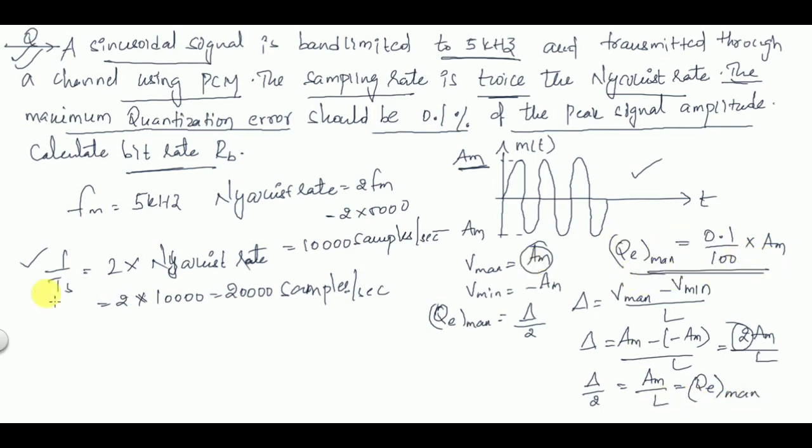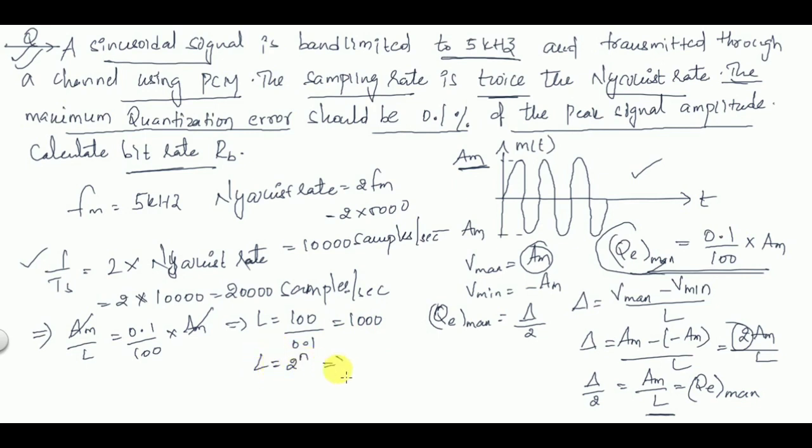From this equation, in the place of QE max we can substitute AM by L. So AM by L is equal to 0.1 by 100 into AM. AM and AM get cancelled off, so L is equal to 100 by 0.1, which is equal to 1000. When you have L, we can calculate N. So 2 power N is equal to 1000, so N is nearly equal to 10.